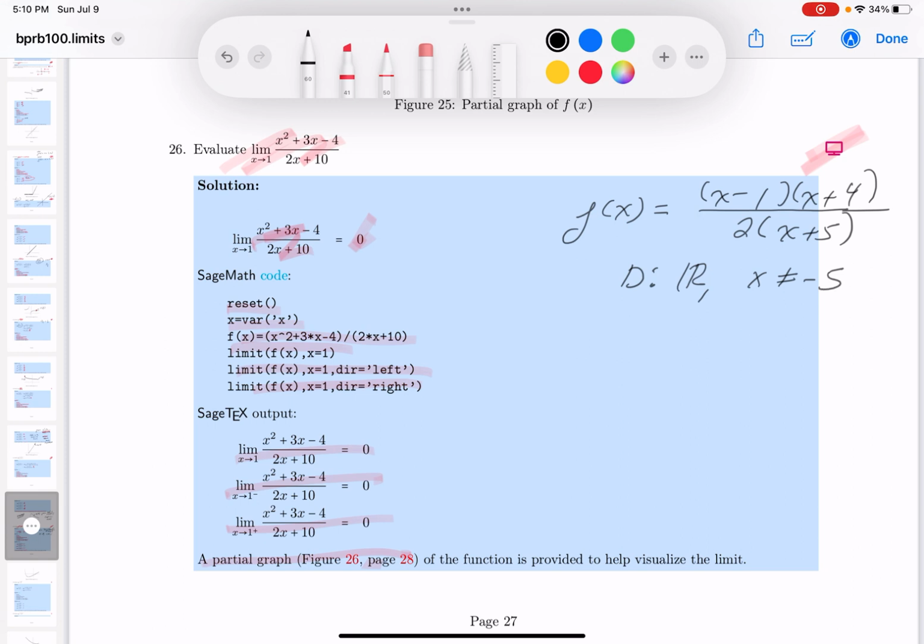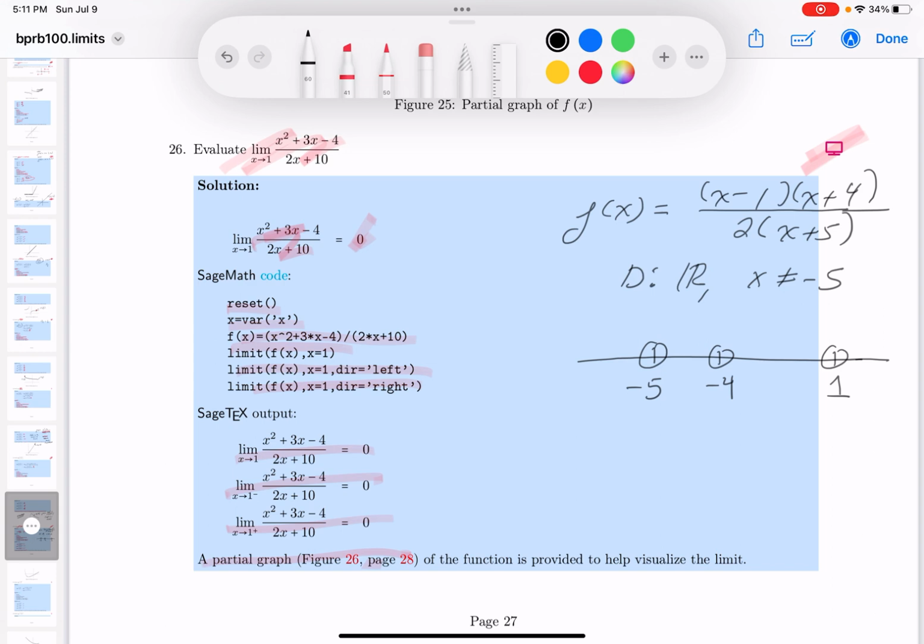The other one to point out is that I'm going to look at, basically, a sign analysis, and I'll write this down for you. So at minus 5, it's going to change sign there. At 1, it'll change sign. And at minus 4, it's going to change signs. This is what you did in pre-calculus. Let's just kind of look through it.